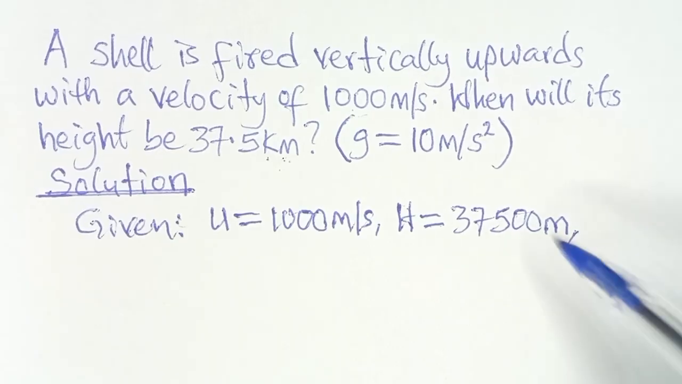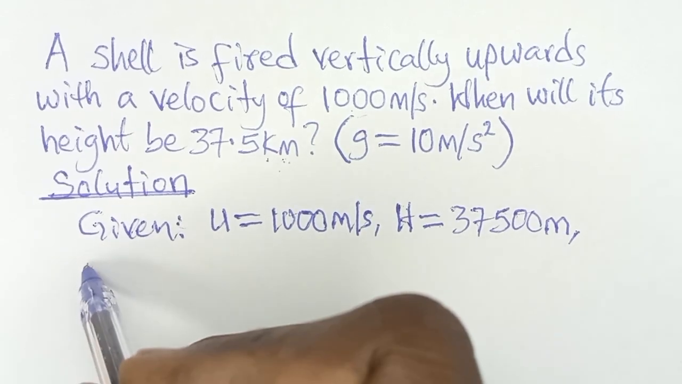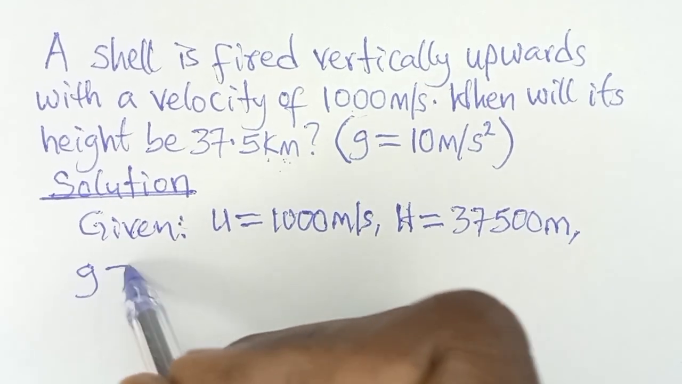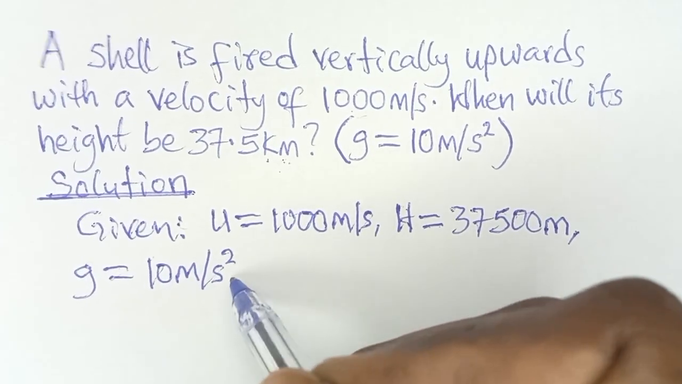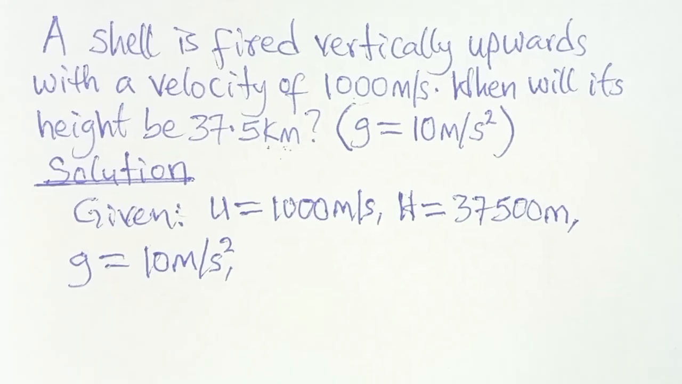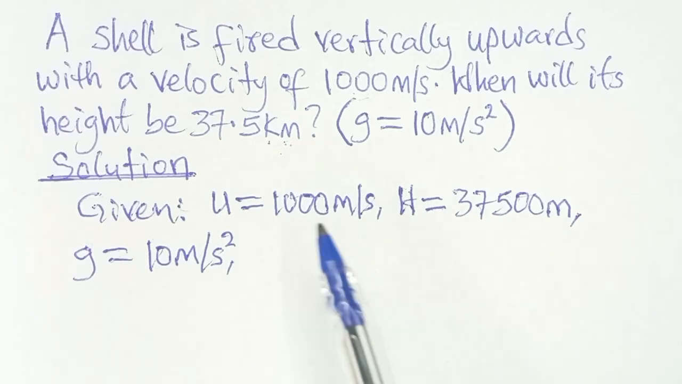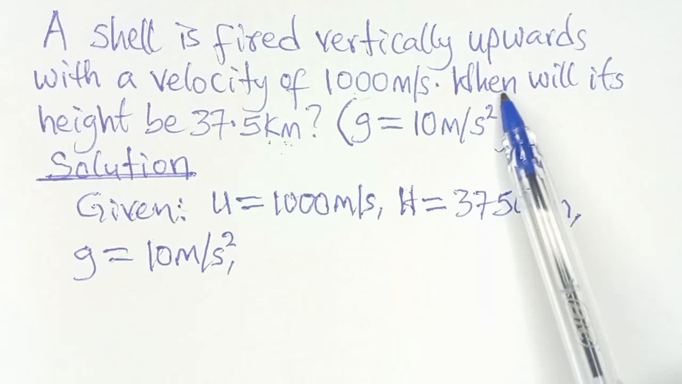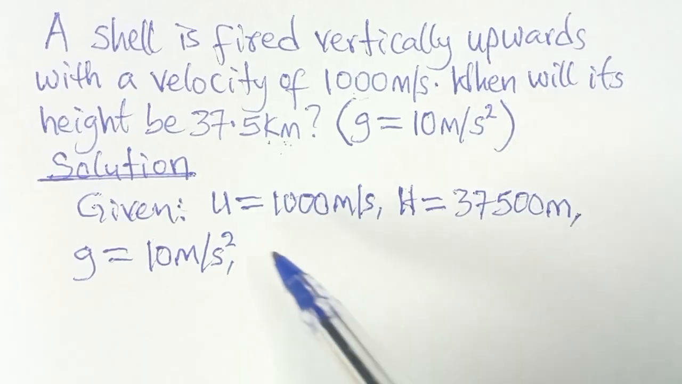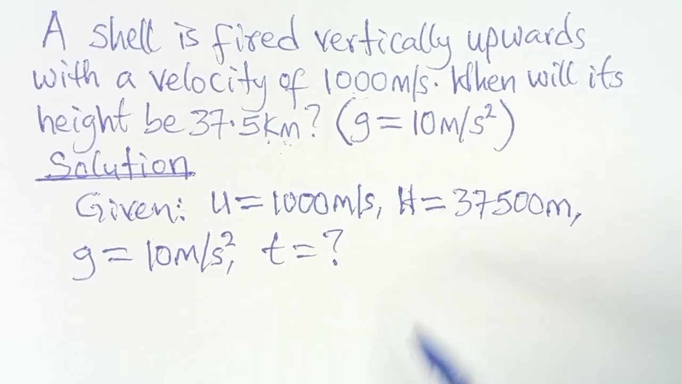And then we are given acceleration due to gravity, which is letter G, and that is 10 meter per second square. Then after we have identified everything that we have been given in the question, they will now state the last one, which is what we are looking for. So the question says when. When is a matter of time. So when means time, so we are looking for the time, T, and that is question mark. That is what we are looking for.